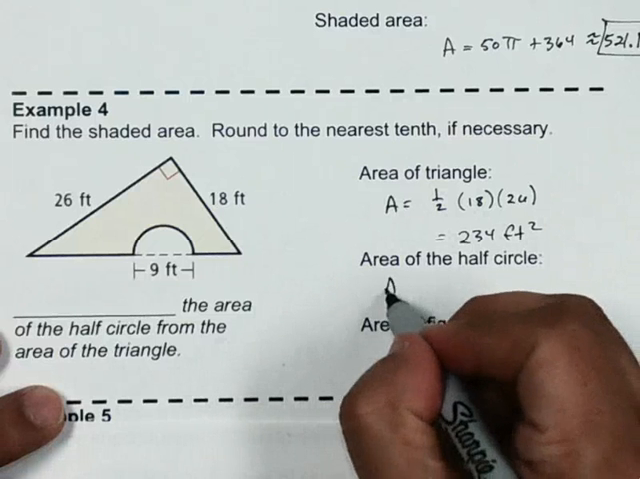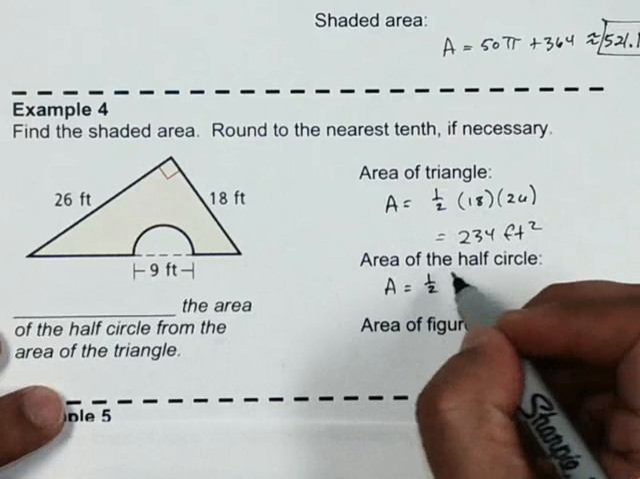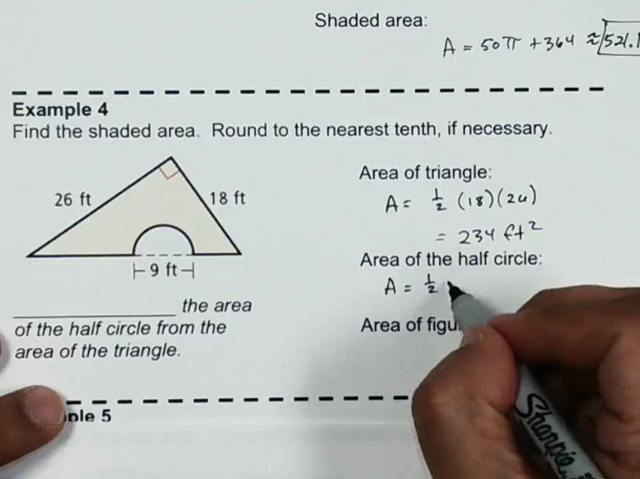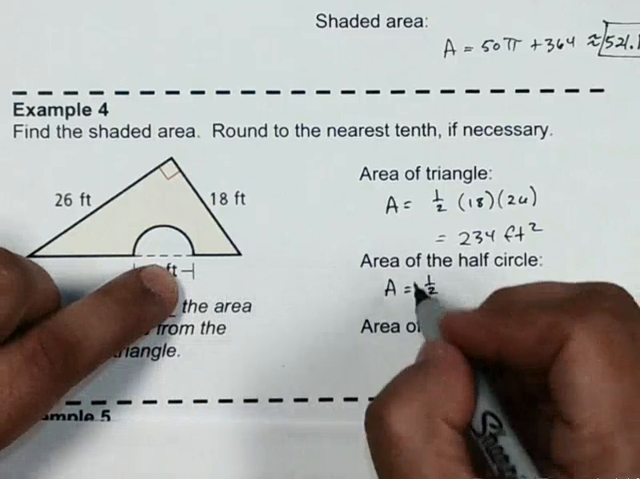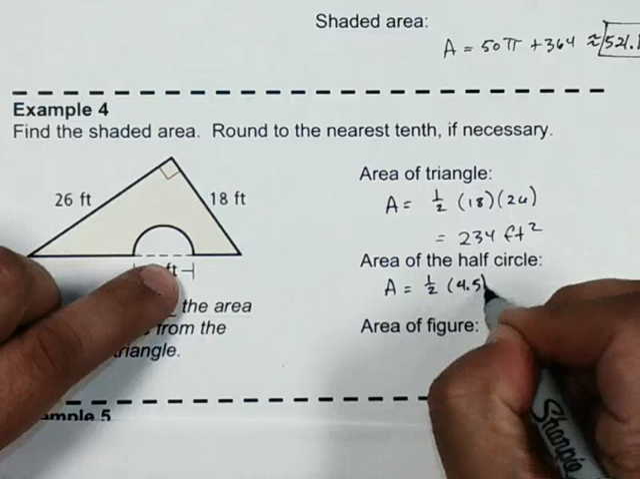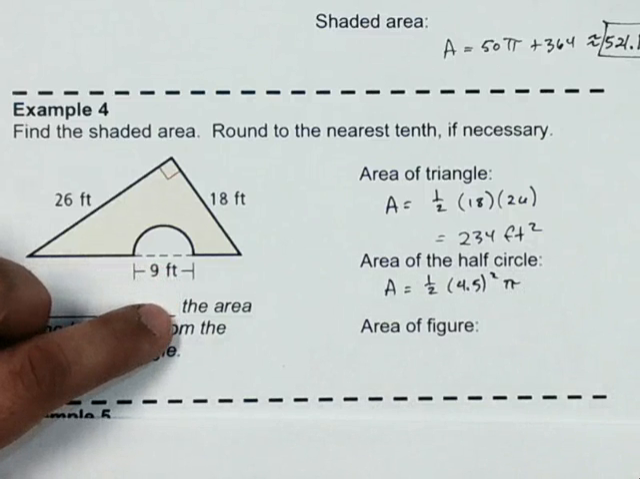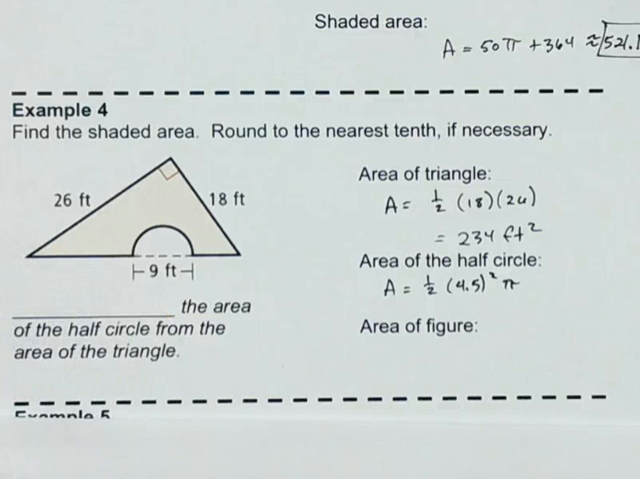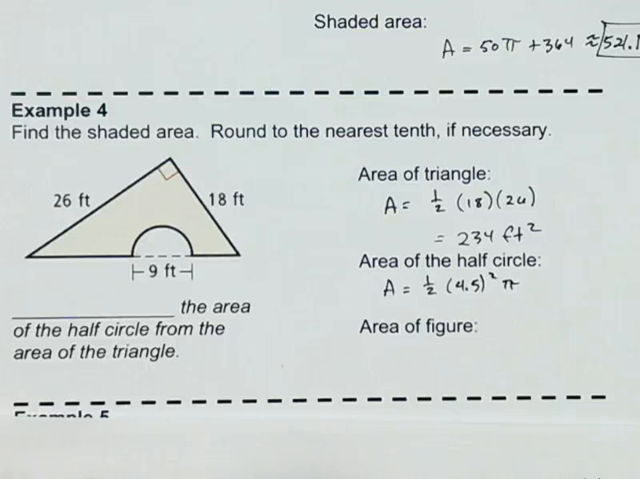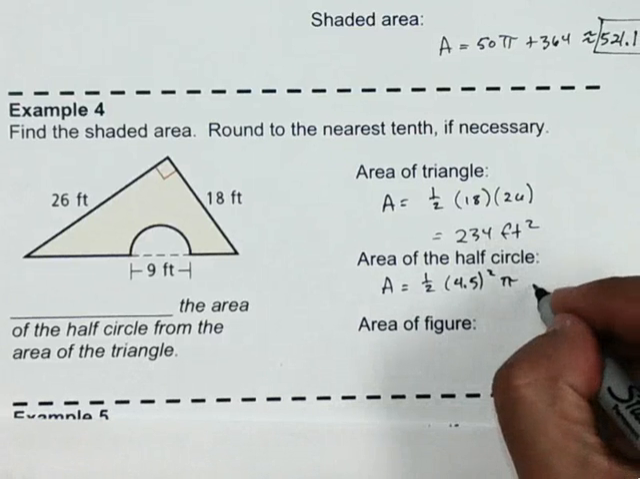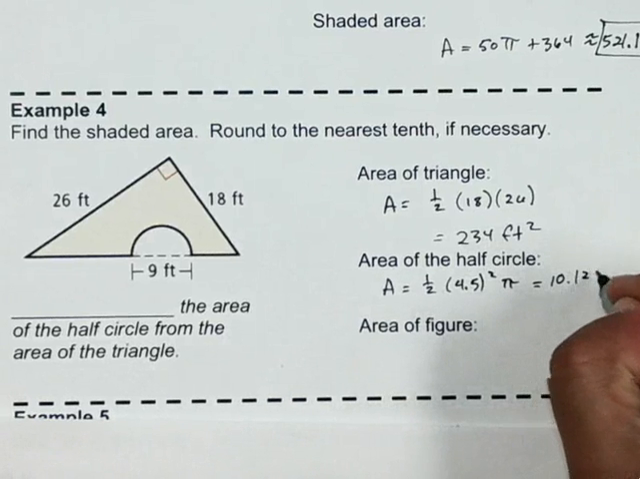All right, again, I want area is equal to 1/2 pi r squared. So this time, if I take half of 9, that gives me 4.5. And so let's see, if I do 4.5 squared, that comes out to be 10.125 pi.